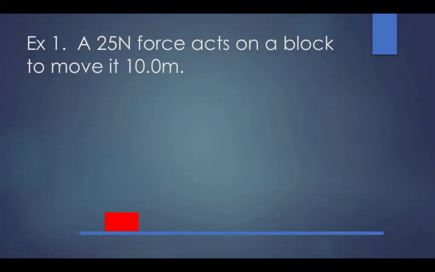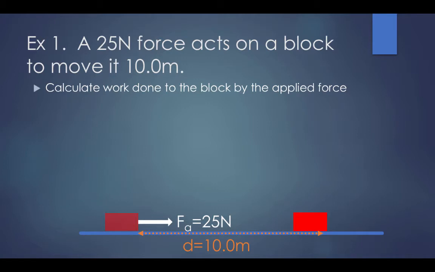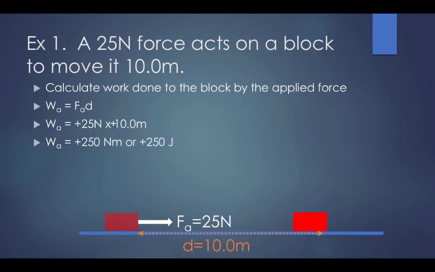A 25 Newton force acts on a block to move it 10 meters forwards. Here's the box. There's 25 newtons of force applied, and the box moves forwards 10 meters. What is the work done on the block by the applied force? Well, the work equals force times displacement. That is 25 times 10, which makes work equal to 250 joules.